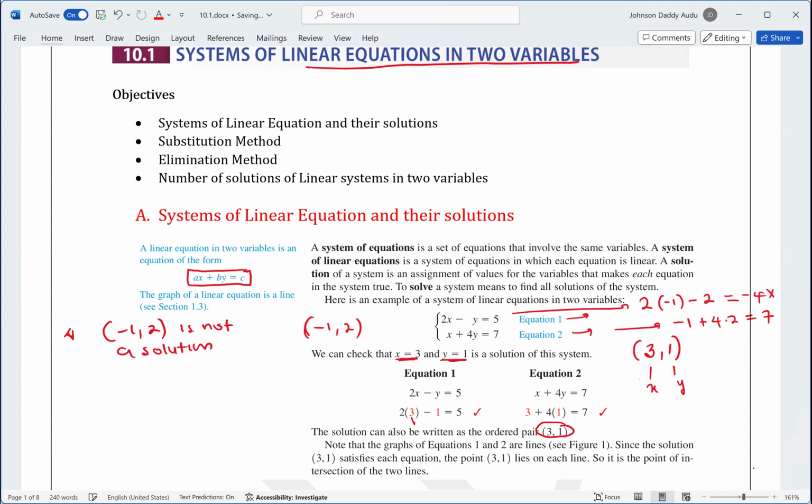But which point? This point 3, 1 is a solution.